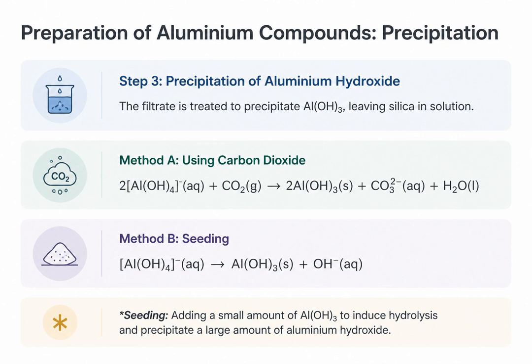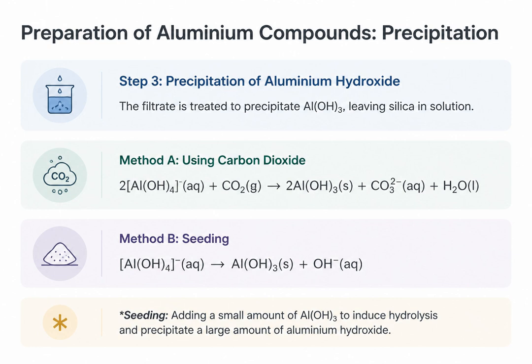Once the basic insoluble materials are filtered off, we are left with a filtrate containing our dissolved aluminum and silicon compounds. The next goal is to separate the aluminum from the silica. We do this by precipitating aluminum hydroxide while the silica remains dissolved. There are two main ways to achieve this. The first is by bubbling carbon dioxide gas through the solution, which lowers the pH and causes the aluminum hydroxide to crash out as a solid.